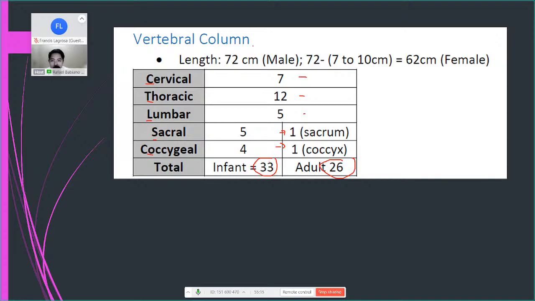The normal length of the vertebral column is 72 centimeters for males, 62 for females. So that's just an average, of course. It's not fixed, it's not that males are always 72. Okay, that's just an average. Male 72, female 62.